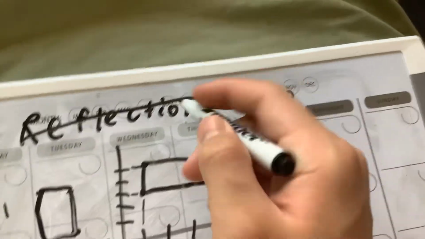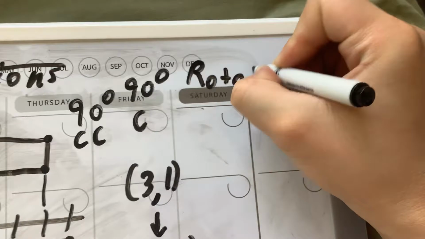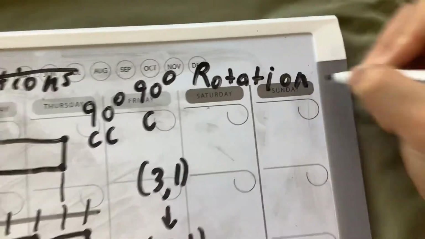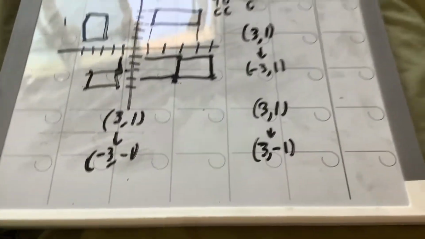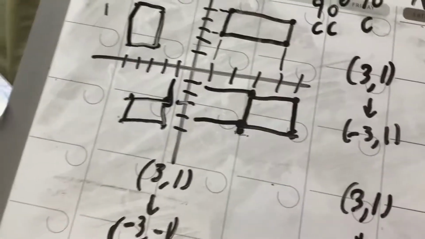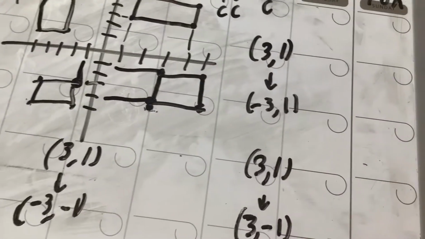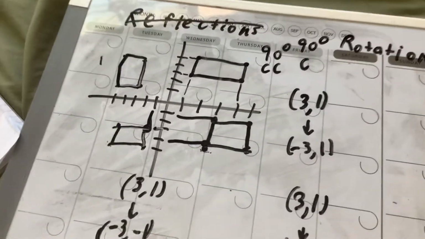Anyways, we'll just change this. Rotation. So this is rotations. If it was to go 45 degrees clockwise, it would change something, but for now, this is 7th grade math. We're just gonna learn the basics.